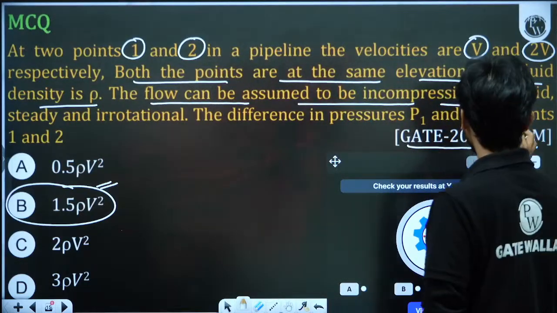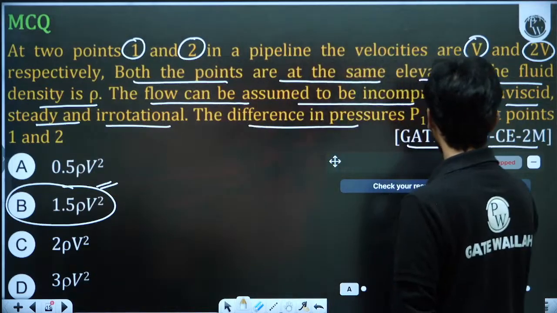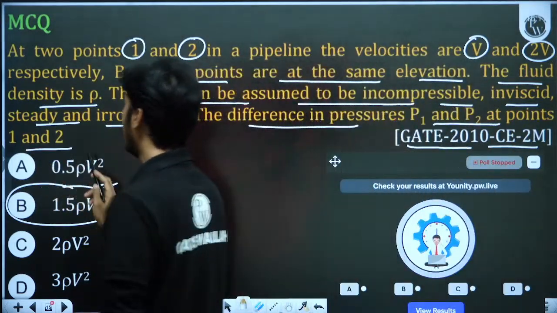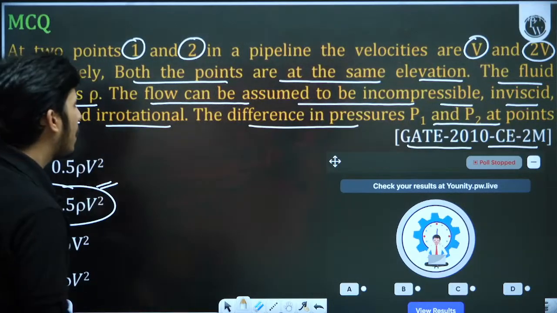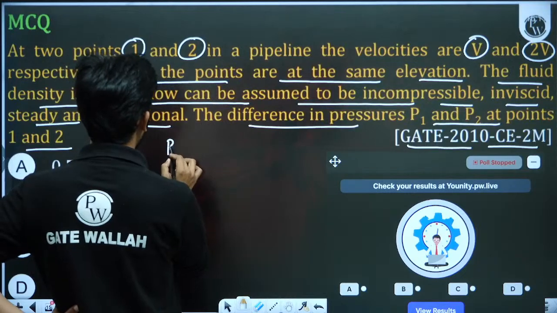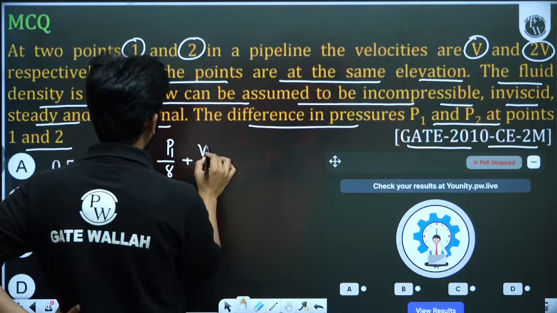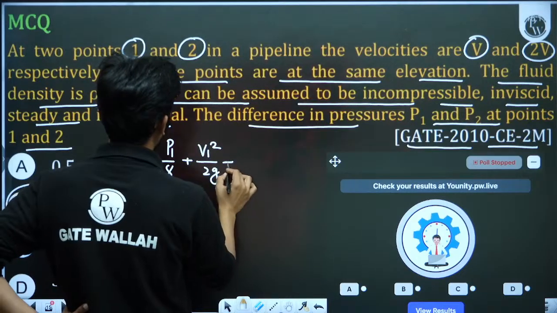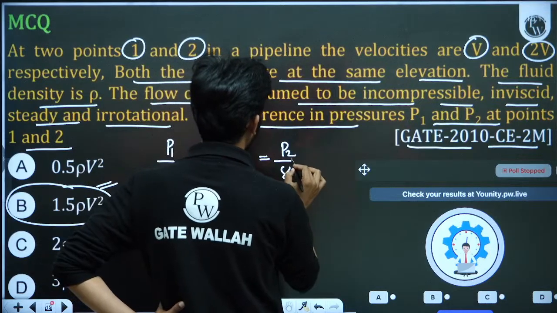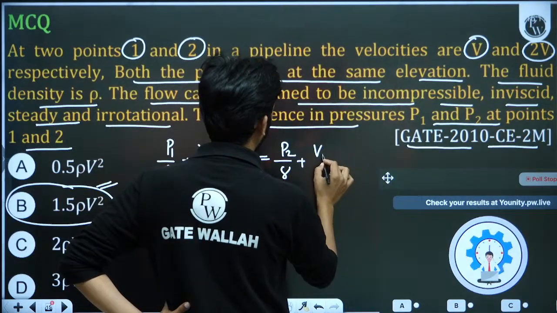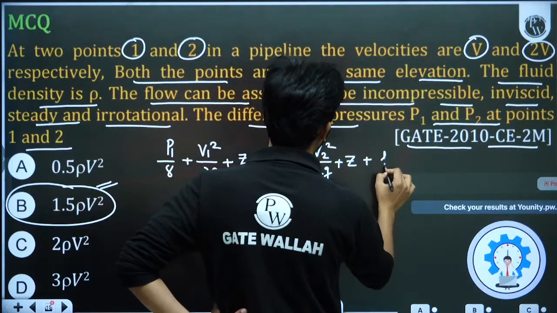So rho is also constant. Inviscid, steady and irrotational. The difference in the pressures P1 and P2 at points 1 and 2 is asked. So the pressure at points 1 and 2 will be how much? We just have to put the Bernoulli equation. Assuming that flow is happening from 1 to 2, P1 by gamma plus V1 square by 2g plus Z is equal to P2 by gamma plus V2 square by 2g plus Z plus head loss.